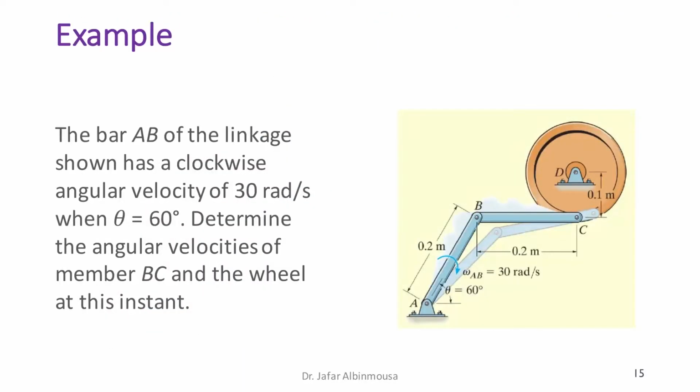Now let's have a full example. So in this example shown in this figure, we have the bar AB right here of the linkage shown has a clockwise angular velocity of 30 radians per second. So that's a clockwise omega equals 30 radian per second, at the instant when theta equals 60. So this is just at one instant when theta equals 60. We want to determine the angular velocities of BC and the wheel at this instant. So we want to know what is the angular velocity of this one as well as the wheel.